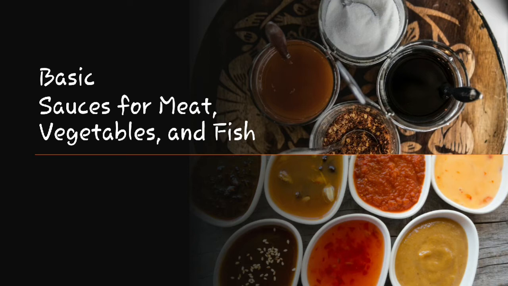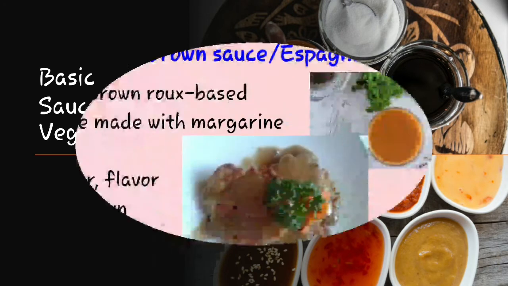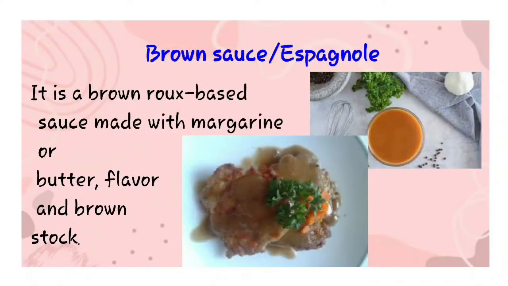We have basic sauces for meat, vegetables, and fish. The first one is the brown sauce or espagnole. It is a brown roux-based sauce made with margarine or butter, flavor, and brown stock.